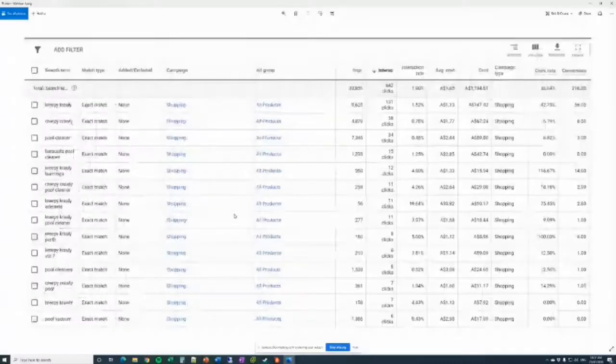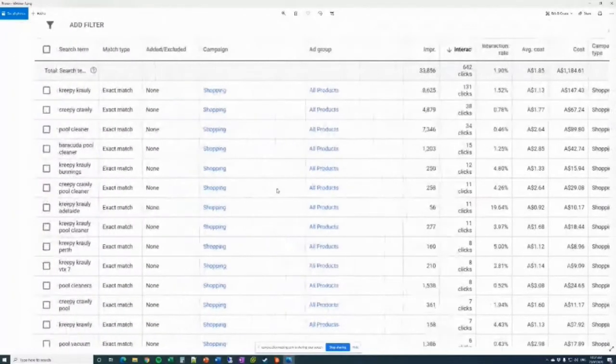Okay, just a quick little vision test. Can you see my screen okay?